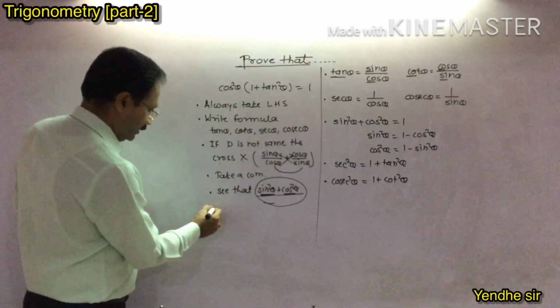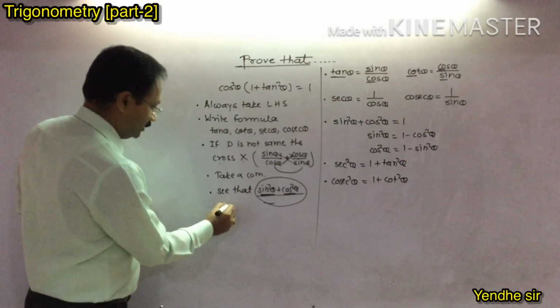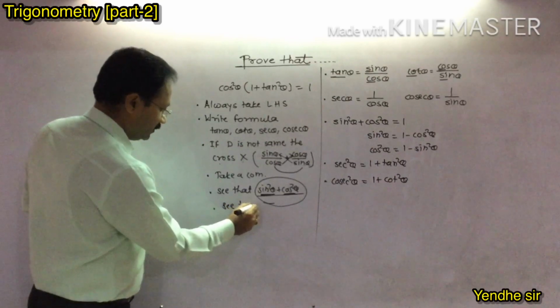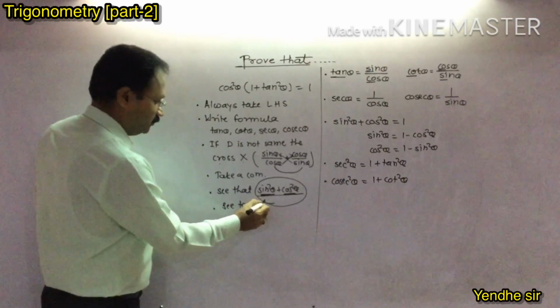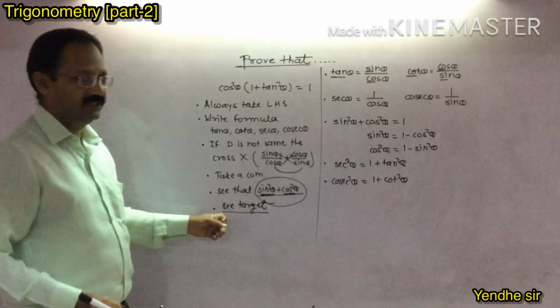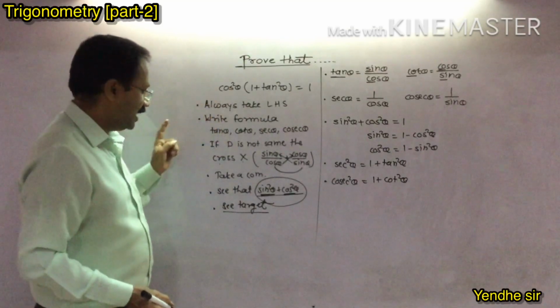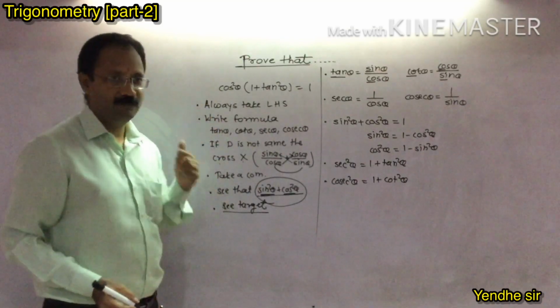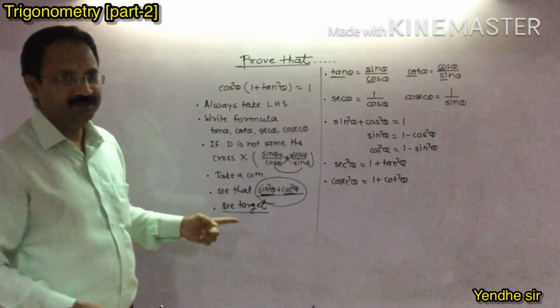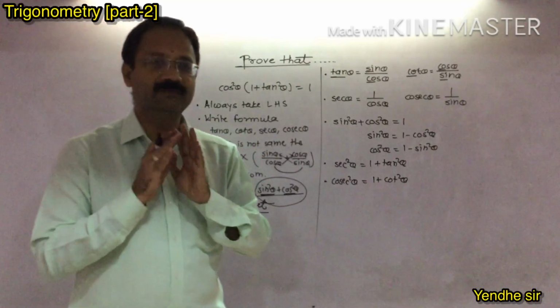And then the last point is, see our target. What we have to prove, that you have to see in it. So see, these are the 6 important rules of mine. If you follow this, you will be able to solve it very easily.